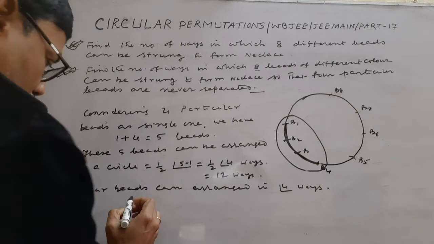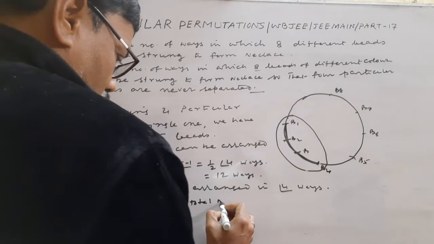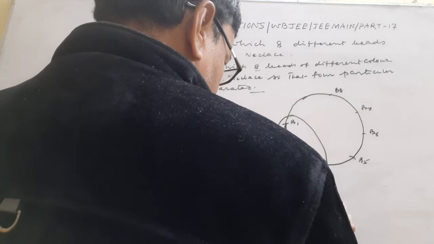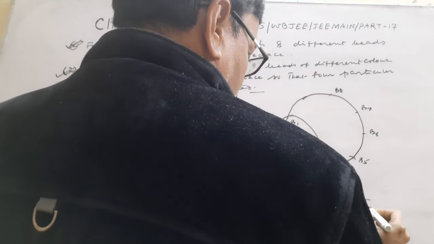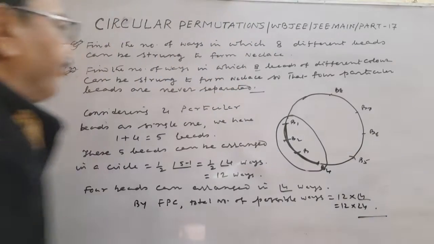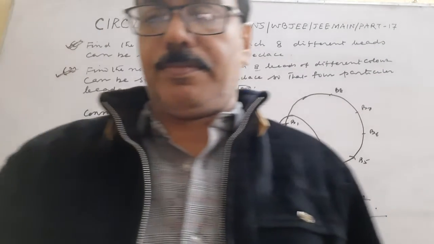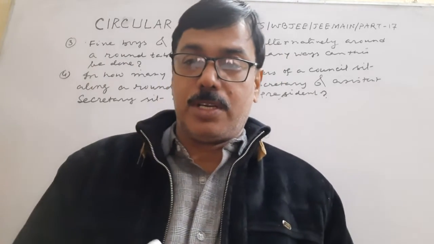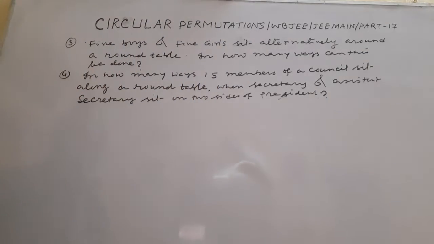Therefore, by APC, total number of possible ways is 12 into factorial 4, so 12 into 24. This one. So, 1 and 2 are of the same type. Now, we consider 2 similar problems.